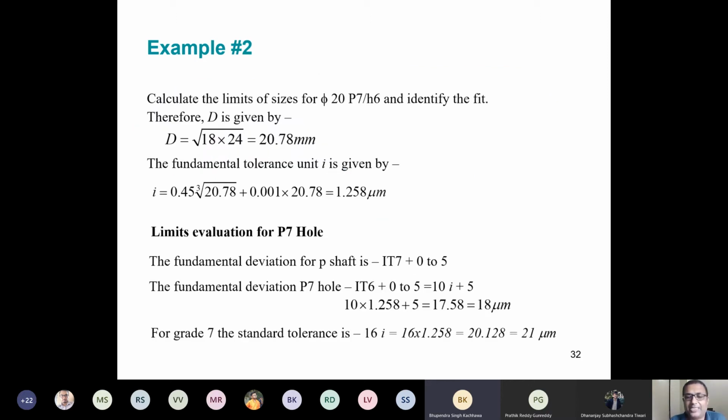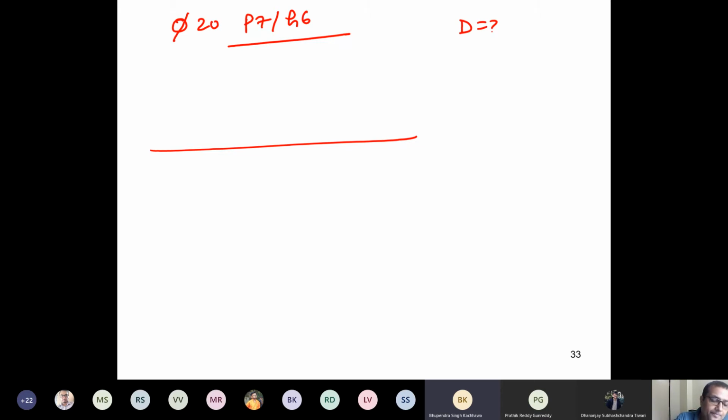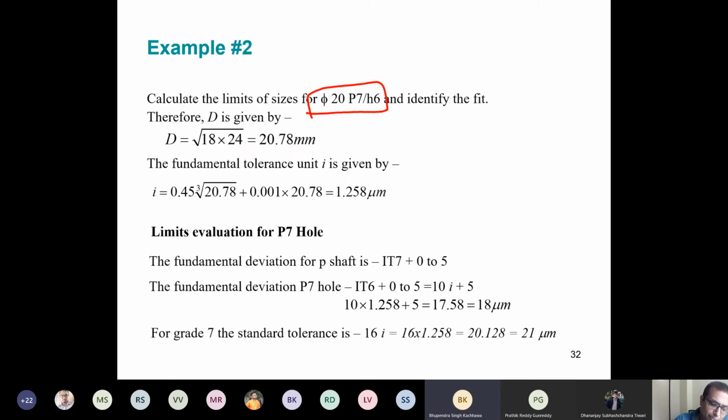Okay. So let's do this. 520 P7H6. So I have a 20 diameter P7H6 combination. Let's go ahead and do it. So my zero line is somewhere here. Now the first thing is I have to find D. Let me see what D is.